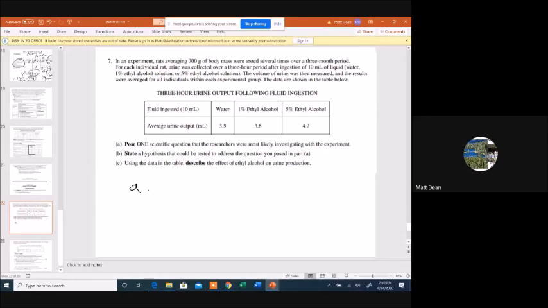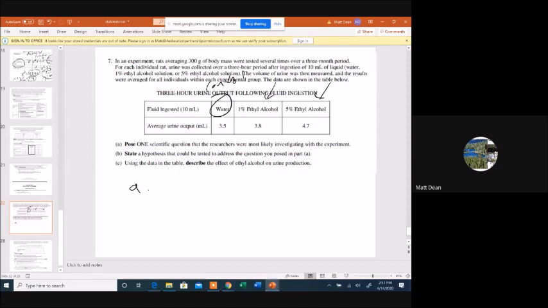So part A, pose one scientific question that the researchers were likely investigating with this experiment. Well, the independent variable in this experiment looks like it's ethanol, the concentration of ethanol, because we have no ethanol here. The water is the control. And then we have two different amounts of ethanol, 1% and 5%. So the question, it looks like what they're trying to ask is, what effect does the presence of ethanol or the concentration of ethanol have on the amount of urine produced in mice? And that's really all you need to say on A.